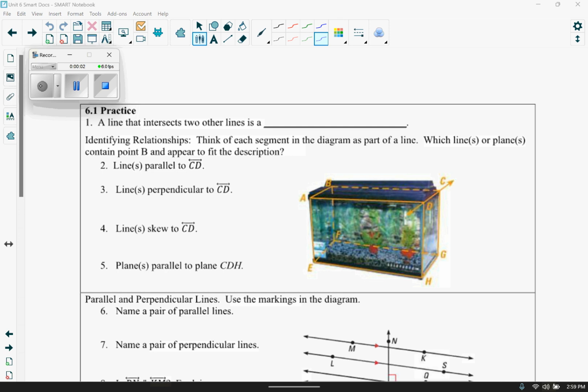All right, so if I'm looking at 6.1 and I want to go ahead and do that practice piece, a line that intersects two other lines is called a transversal. That's this right here, this line right here. Identifying relationships, think of a statement, the segment in the diagram as part of a line. Which line or planes contains point B and appear to fit the description?